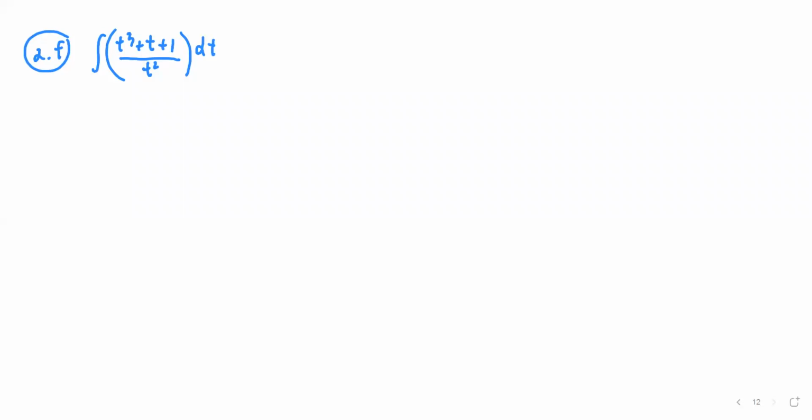For this 2f, you have the quotient form. In the past, for the rules that we have so far, we have the sum rule, the difference rule, the power rule, the constant multiple rule. We do not have the quotient rule. So what we can do is break it down into small terms that are added to each other.